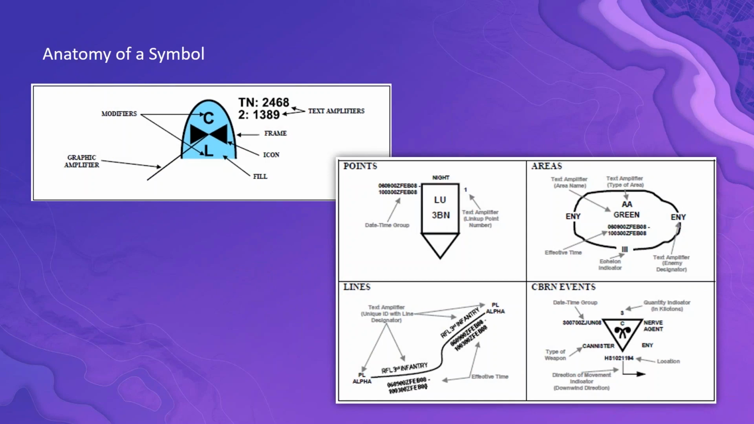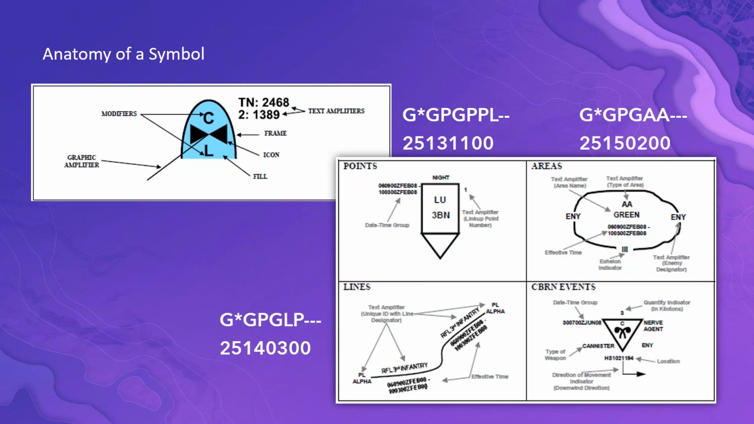Here are some examples of how control measures are presented as points, lines, and polygons, or areas. These are transmitted the same way, using the SIDC code. For example, here are a couple examples from the C and D codes for link-up point, assembly area, and phase lines.